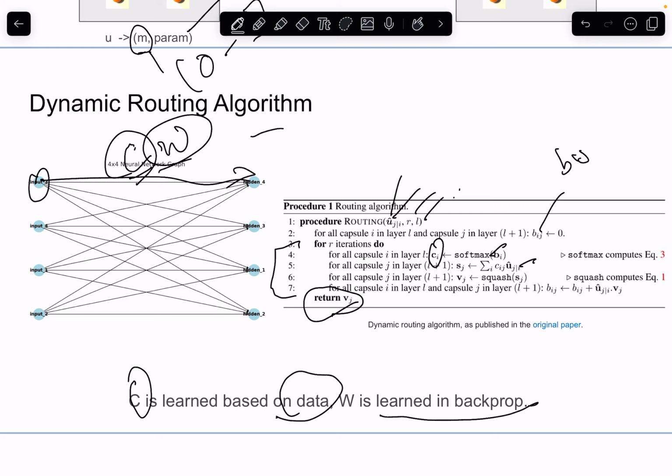And next, in the next line, we calculate Sj. Sj is nothing but the summation of Cij and uj, which we have initially taken. And after that, we apply the squashing. We use a squashing non-linearity that makes sure that the direction of the vector is preserved but its length is in 0 to 1.